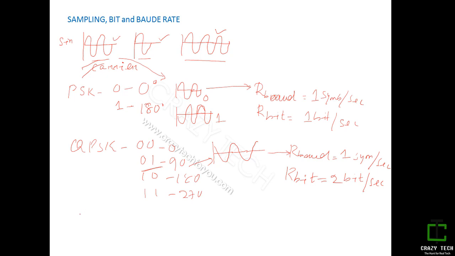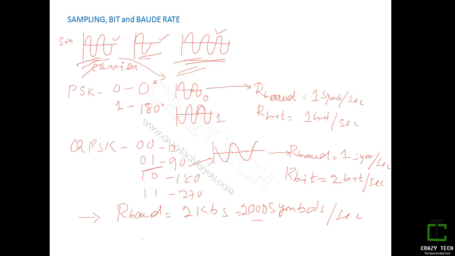If at some point of time I mention that baud rate is equal to 2 kbps, you should always interpret this 2 kbps as 2000 symbols per second, meaning this type of 2000 symbols we are sending per second.